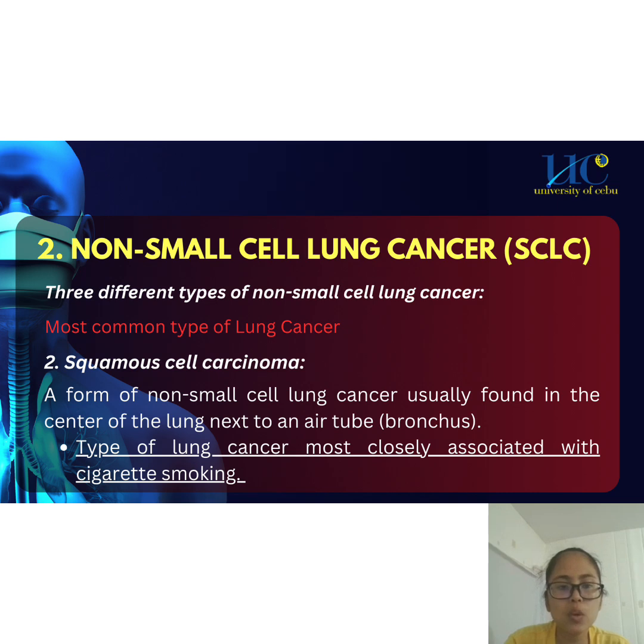Next na ta ani kay ang squamous cell carcinoma. It is a form of non-small cell lung cancer that is usually found in the center of the lung, so next to an air tube or the bronchus. So this type of lung cancer is most closely associated with cigarette smoking. SCC also tends to grow more slowly than other types of NSCLC. So it is often diagnosed at a later stage due to its central location, making early detection more challenging. Also, treatment options for SCC vary depending on the stage and other factors, but typically involve surgery, radiation therapy, and or chemotherapy.